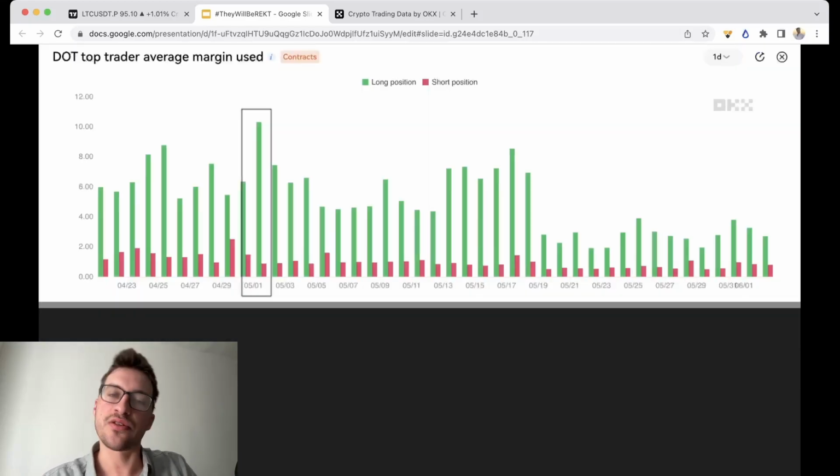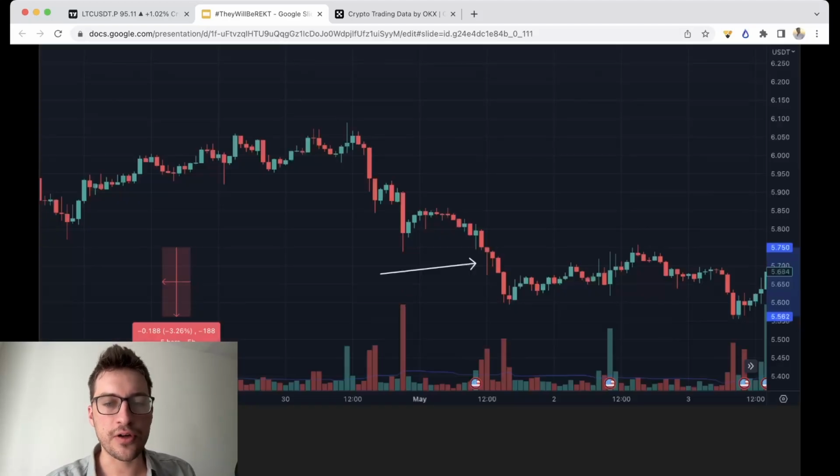This is a bit more of an extra example, but I wanted to show it because these longs got slaughtered as well. This was May 1st. May 1st, this data was collected, where was it?